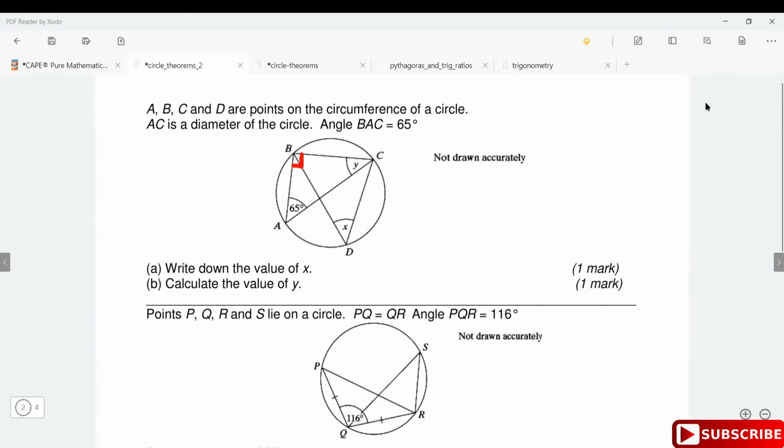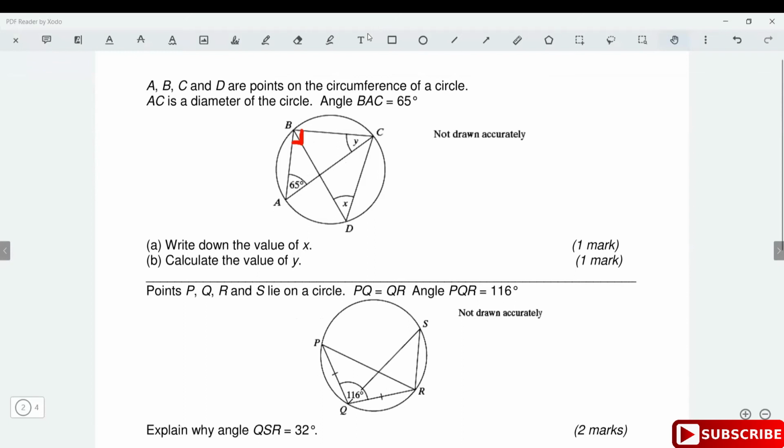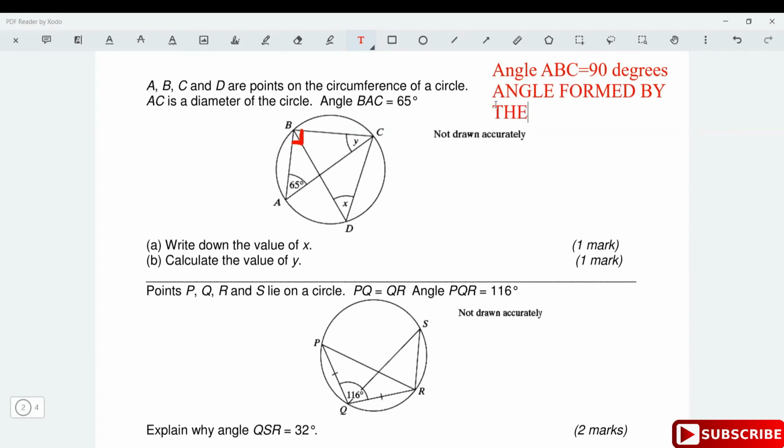All right. So since it's a semicircle, if you want to write the reason, you're going to tell them that angle ABC equals 90 degrees. Why is it equal to 90 degrees? Angle in a semicircle is 90, or angle formed by the diameter. Angle subtended by the diameter is 90 degrees. And the diameter we're talking about is AC. All right.